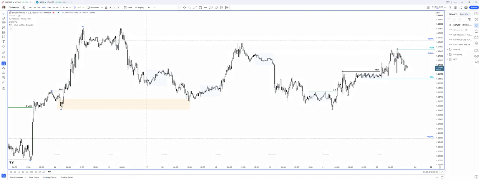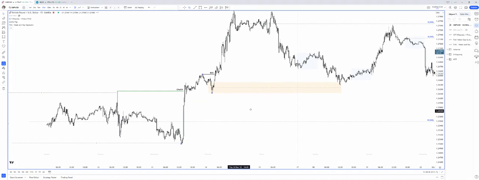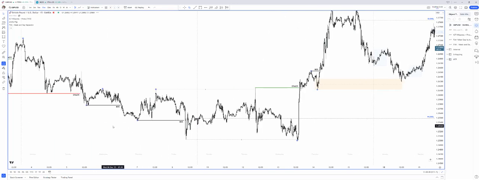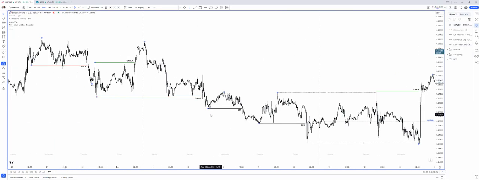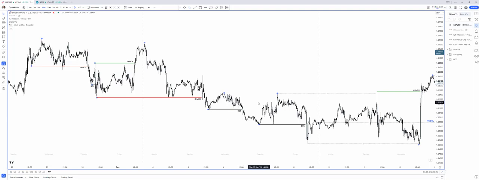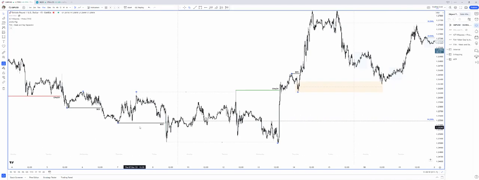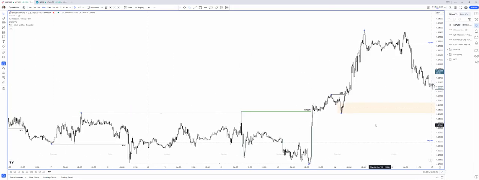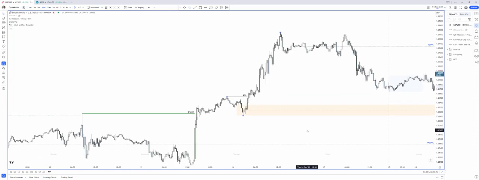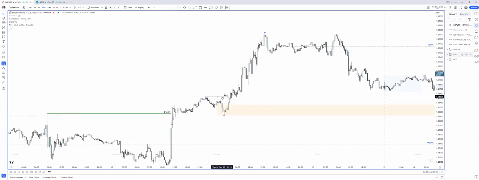Hello. In my previous video, I explained how to mark the structure correctly. If you didn't watch the previous video, you can watch it. And the latest structure was this one in that video. So at that time we had the range from here to here.